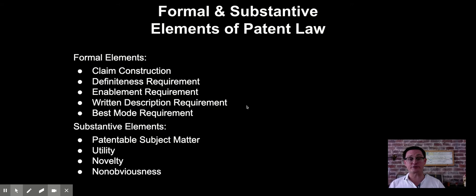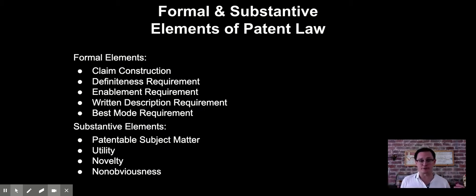So in previous classes, we've talked about the formal elements of patent law, namely claim construction. How do you determine what a claim actually covers or what it means? The definiteness and enablement requirement, as well as the written description requirement and the best mode requirement in our last class. So all of the elements that determine how a patent document is actually read and how you figure out what a patent document actually means.